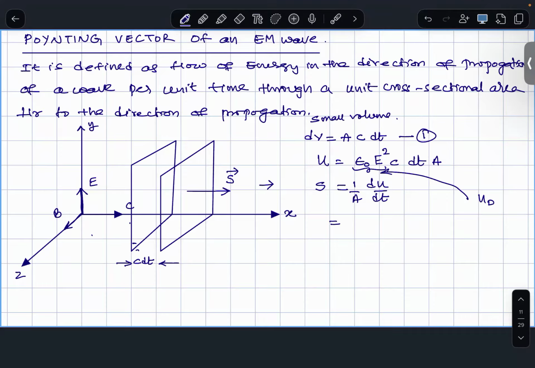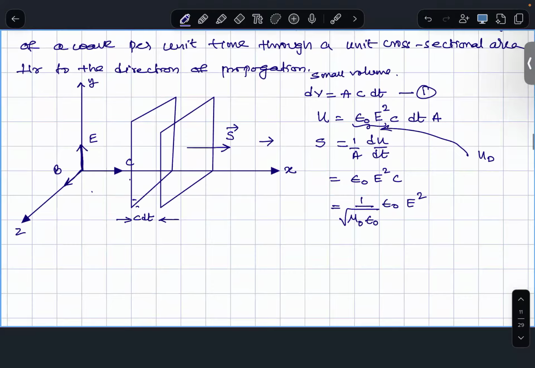Now help me in writing this. dU by A dt is simply epsilon naught E square C. What exactly am I writing? I am not writing anything new. That's all. So therefore, in this case, C can be written as 1 by root mu naught epsilon naught. E square can be written as root epsilon naught by mu naught. Remember, I am giving you simply the magnitude term. That's all.